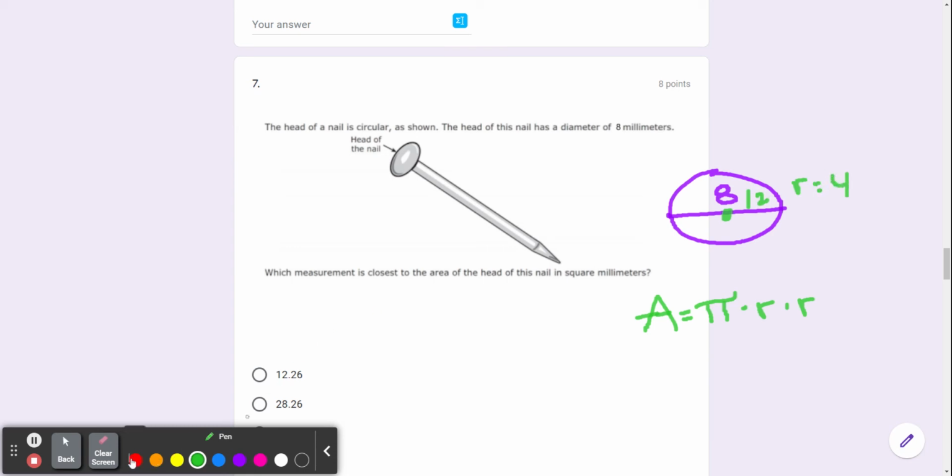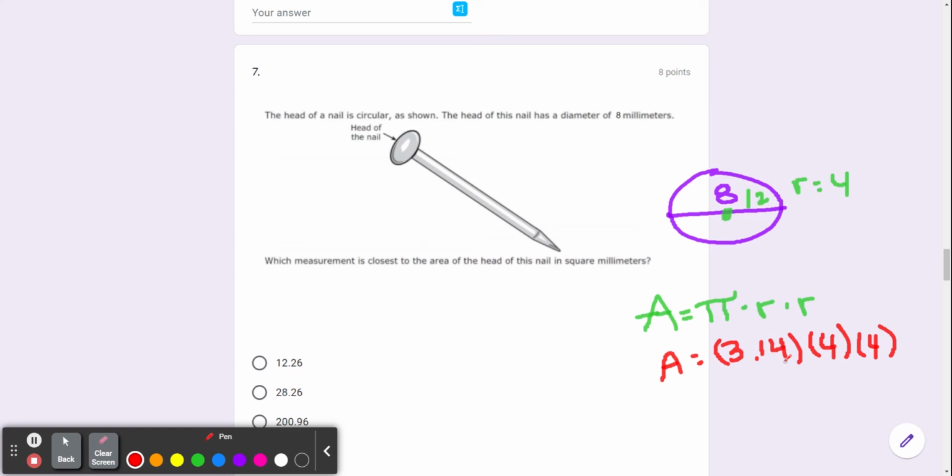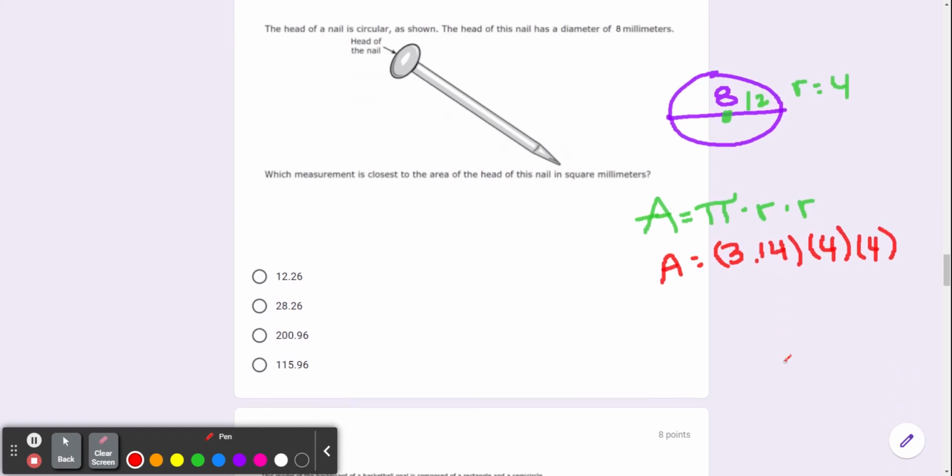So I'm going to rewrite it. Area is pi, which is 3.14, times 4 times 4. And again, if you want to round this down to 3, that's fine with me. 4 times 4 times 3, that'll work. And then you're just going to look for the closest answer.